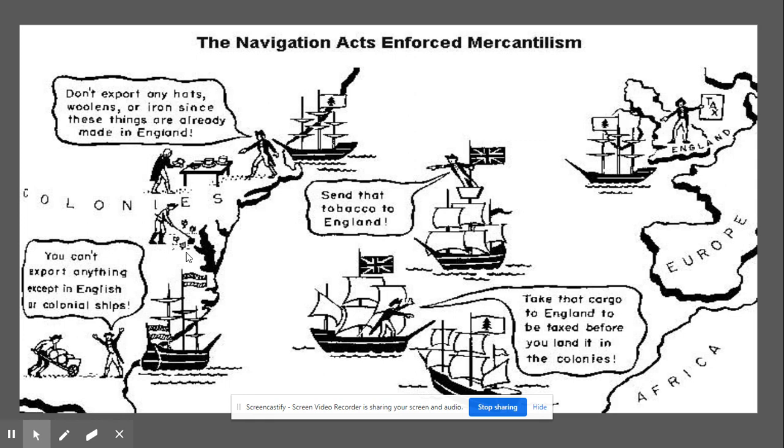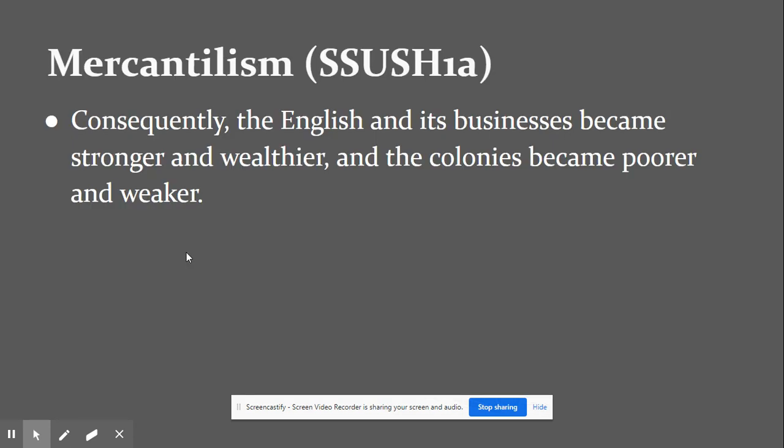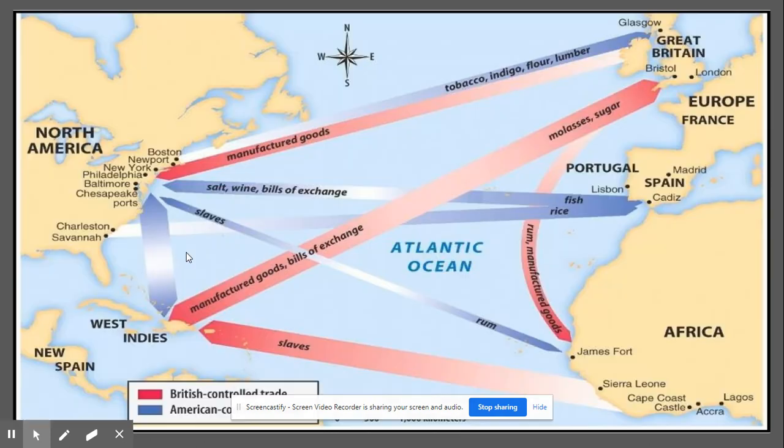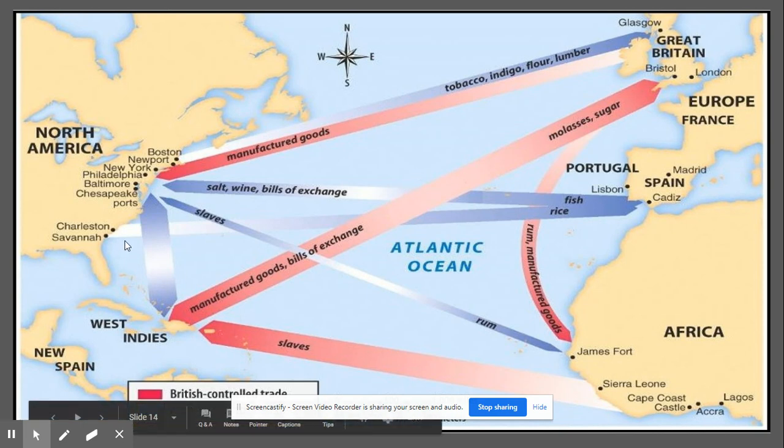But these people, these colonists, they weren't slaves. They wanted to be free men, and that's what's going to later end up leading us into the revolution in the next unit. But understand, these are the things that start to lead to that way before the revolution ever starts to come on. Okay? Now, mercantilism. Consequently, the English and its business became stronger and wealthier, and the colonies became poorer and weaker. Obviously, that's going to happen when you can't afford to buy anything. Okay? Now, what if you had to look at this and say, does this look like?